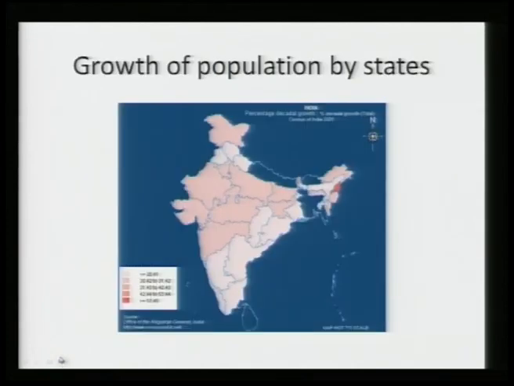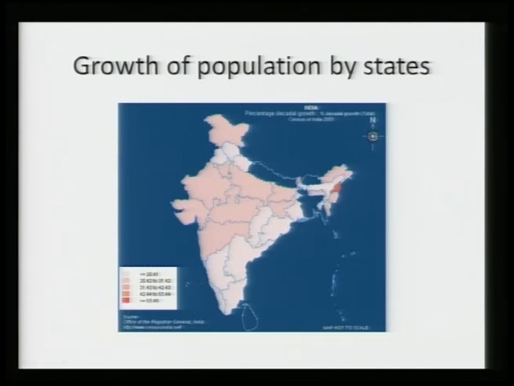I thought I must show you some examples of maps which I have taken from the net. Here the source is also given. This is censusindia.net. This is the map of population of India. This is a kind of thematic map. This is a map of India which shows the differences in growth rates of population in different states of India. The darker the color, the higher the rate of growth of that population.